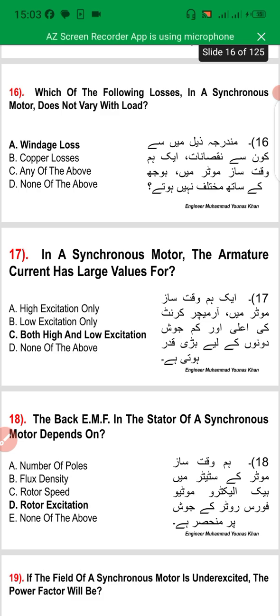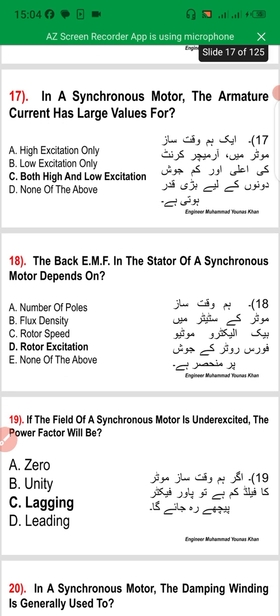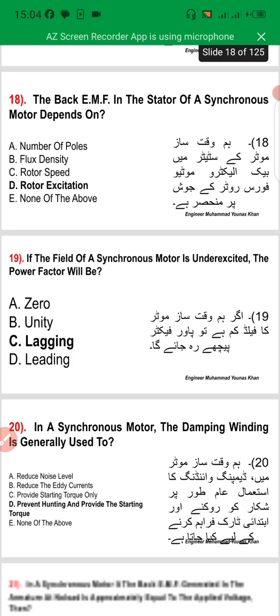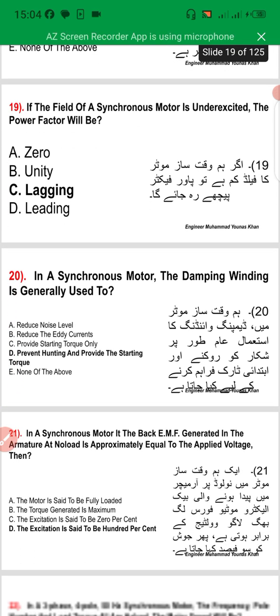Which of the following losses in a synchronous motor does not vary with load? Windage losses. In a synchronous motor, the armature current has a large value for both high and low excitation. The back EMF in the stator of a synchronous motor depends on rotor excitation. If the field of a synchronous motor is under-excited, the power factor will be lagging.